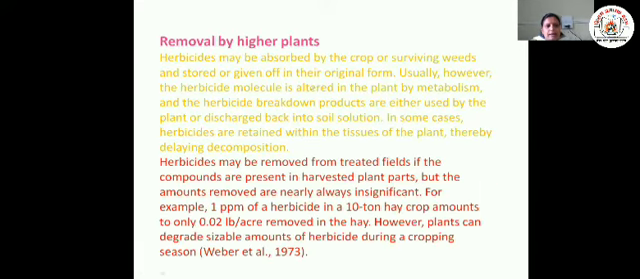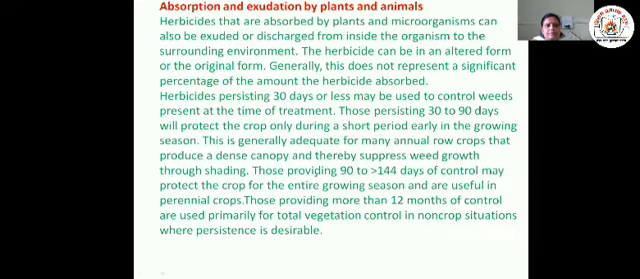Removal by higher plants: absorption and excretion by plants and animals. Herbicides are absorbed by the plant, and microorganisms can also extrude or discharge them from inside the microorganism to the surrounding environment. The herbicides can be altered from the original form. Okay, generally this does not represent a significant percentage of the amount of herbicides absorbed.